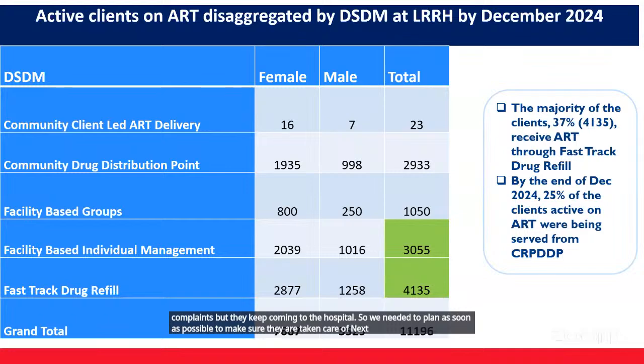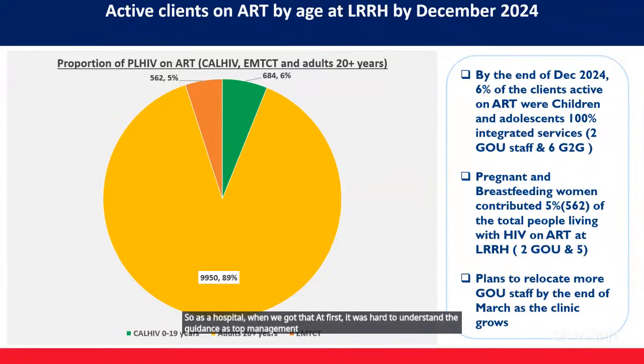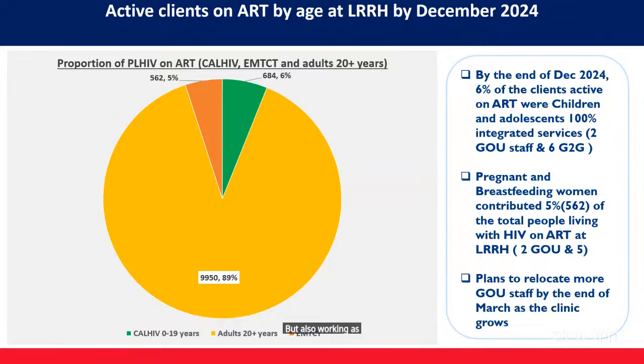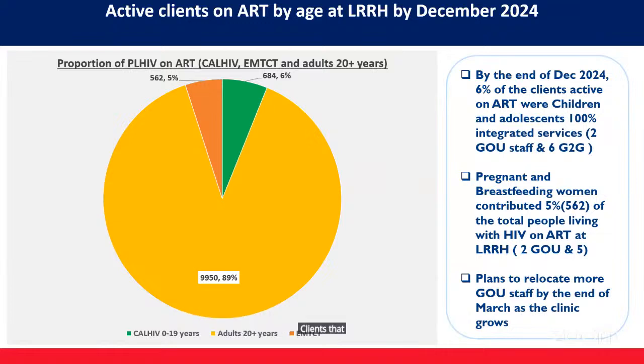Next slide. So as a hospital, at first it was hard to understand the guidance. As top management, the SMC, we needed to make sure that the leadership of the hospital is at the forefront of understanding this, but also working as change agents to steer the change. We can see here clearly that the majority of the patients that we have are adults, totaling about 11,000 clients in the clinic. So integration was necessary for the adult clinic.